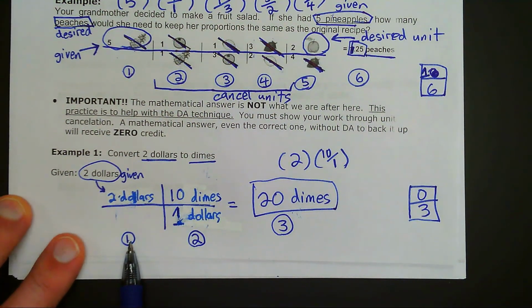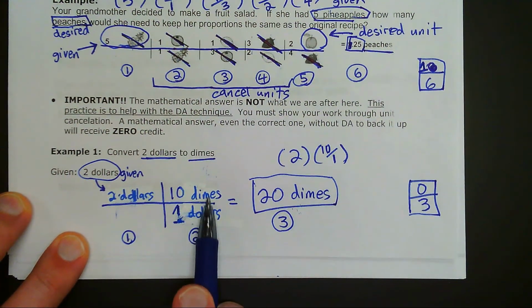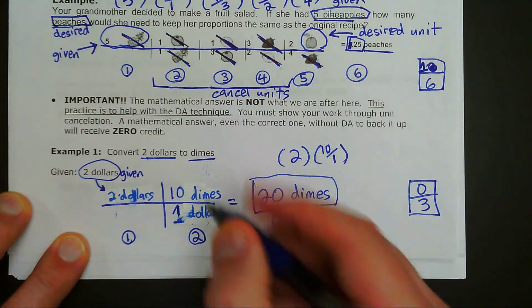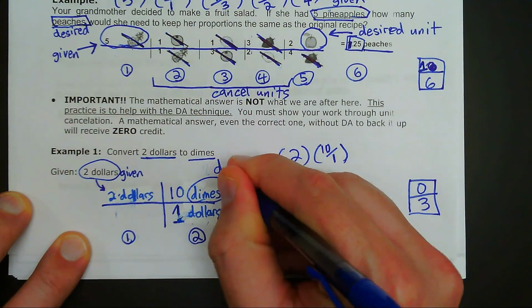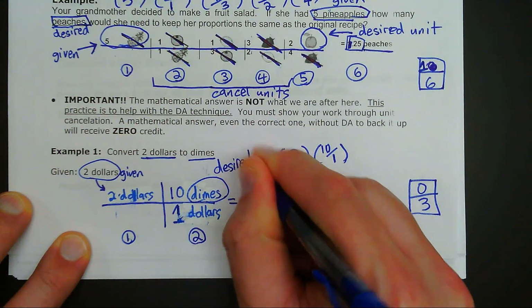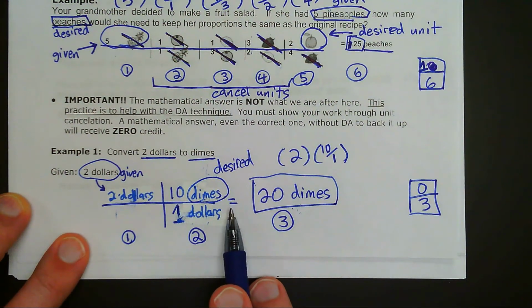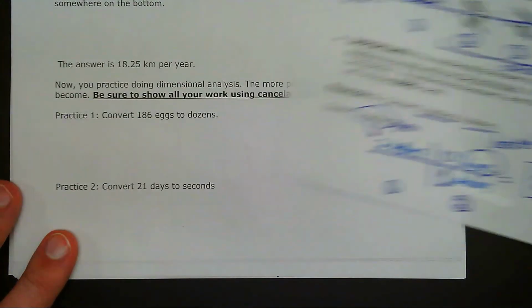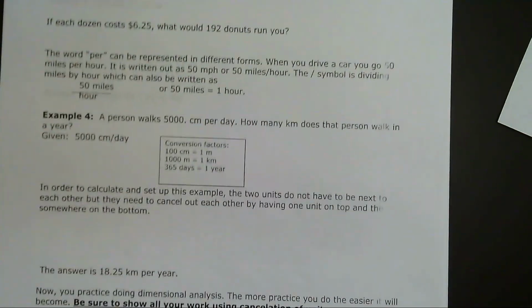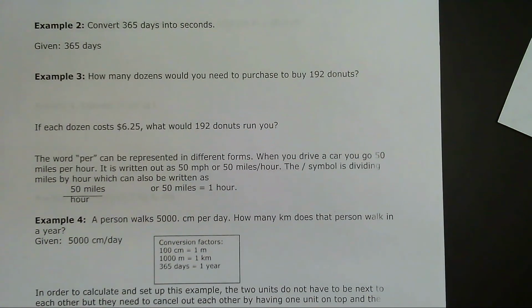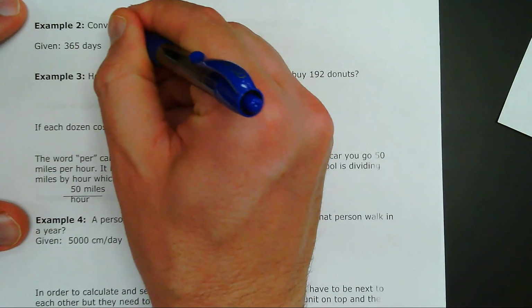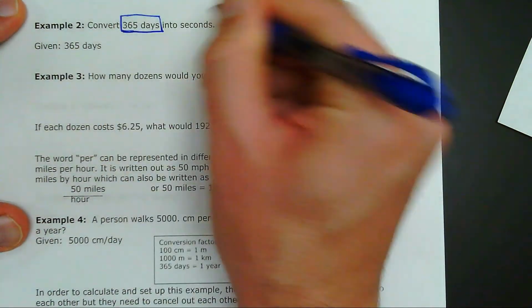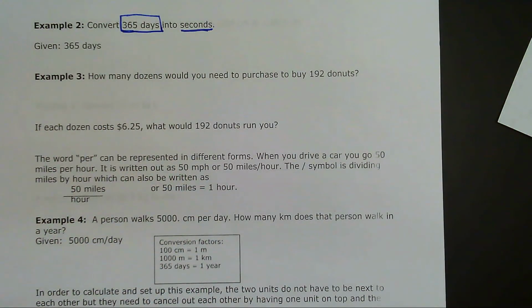We have to say, okay, 1, I put my given. Step 2, I went to the next unit. Now we're done there because that just so happened to be my desired unit. But if it wasn't, you would keep going. You're going to see on the next page we have more steps to go through. So this one, we're actually going to convert 365 days into seconds.